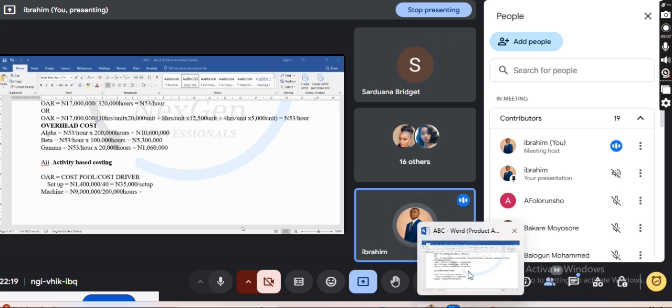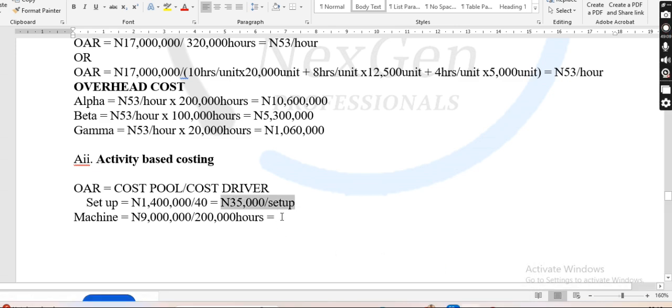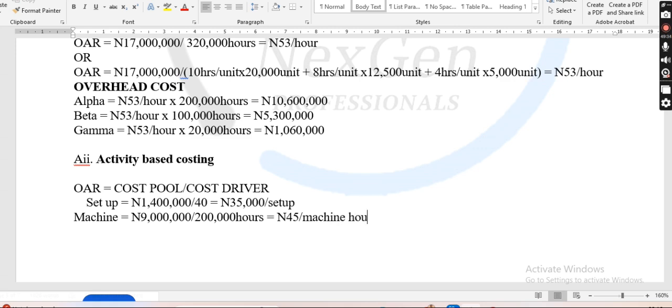Now, we move on to this. So what do we have, class? What do we have? Quickly. 45 naira per machine hour, right? 45 naira per machine hour.